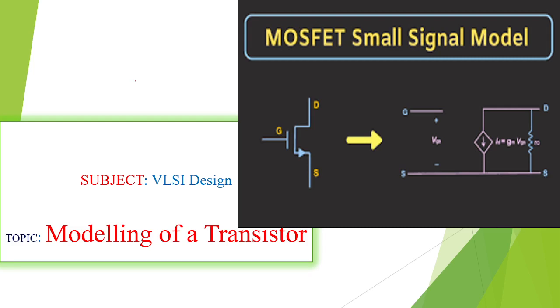I'm going to explain about modeling of a transistor. As you know, the transistor acts as an amplifier. If you take this as an amplifier, it has source, gate and drain terminals. So what is the application of the transistor? While giving the input signal, it amplifies the given input signal.